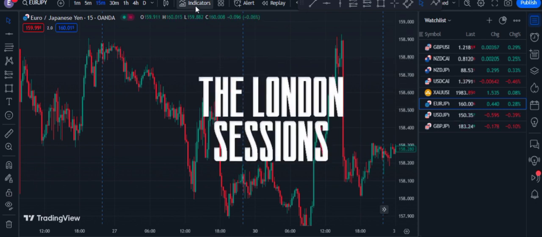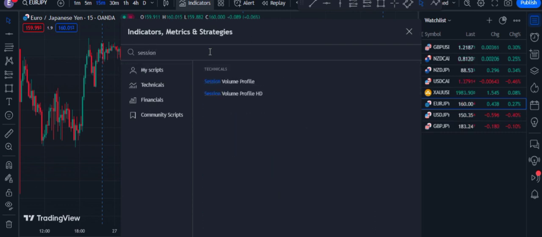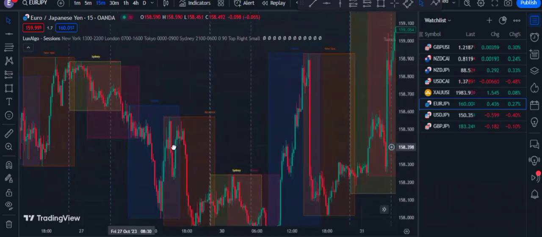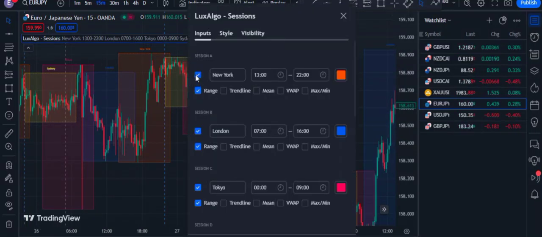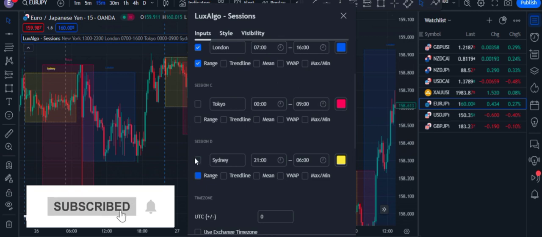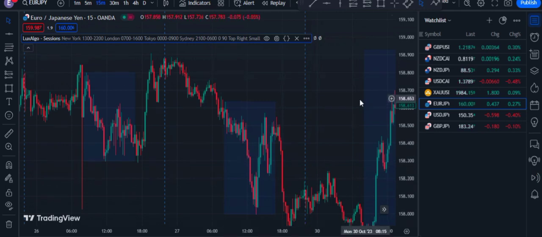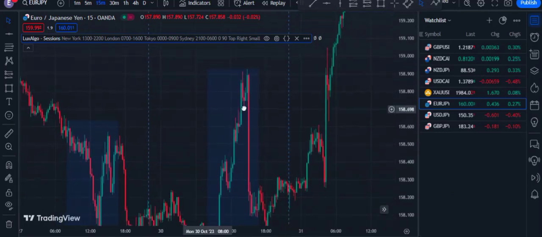First of all, we'll go to the indicator. Let's search for session. And you want to use Lux Algo session. Yes, Lux Algo. And this is how your chart will look like. Now let's edit our indicator. Don't need the New York session, so we untick it. We only need the London session. So every other session, we untick them. And OK. And this is how your chart will look like.